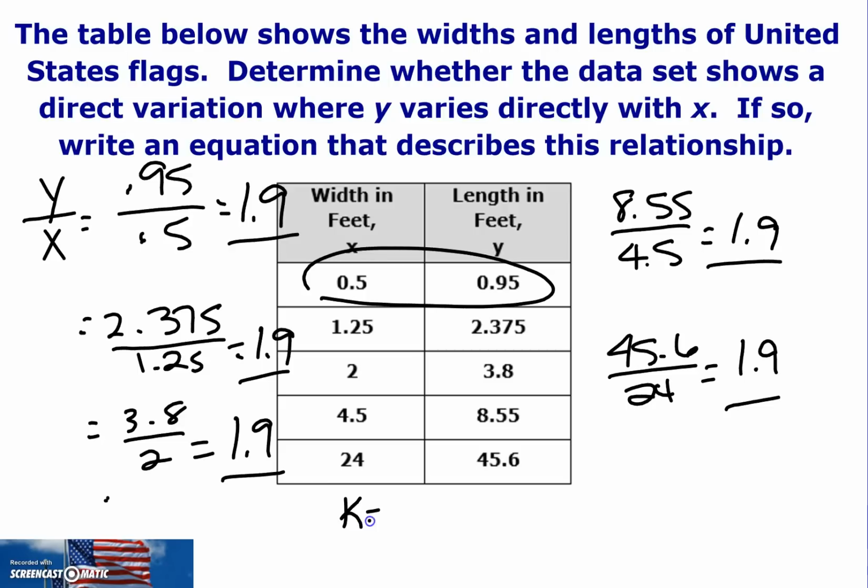So you can say your k is equal to 1.9, or your constant of proportionality is 1.9. Now, to write the equation, remember it's y equals kx, so plug in what you know. Y equals 1.9x. We know that we can use this equation anytime we need to figure out the length of the flag if we're given the width of it.